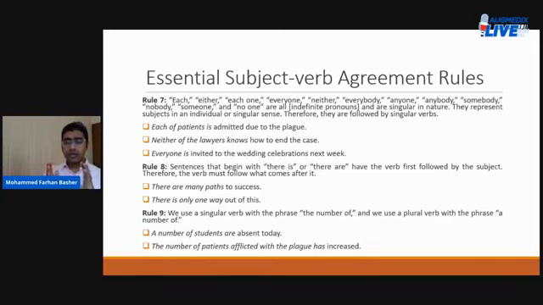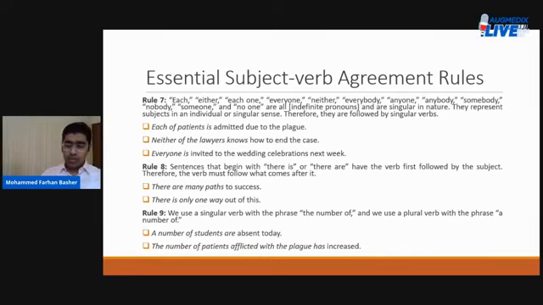So for sentences that begin with these phrases, such as there are and there is, you put your verb first, and then you bring in your noun. You make sure that the verb you say before your noun agrees with the noun that follows. So there are many paths to success. There is only one way out of this. Okay? All right, moving to rule number 9.